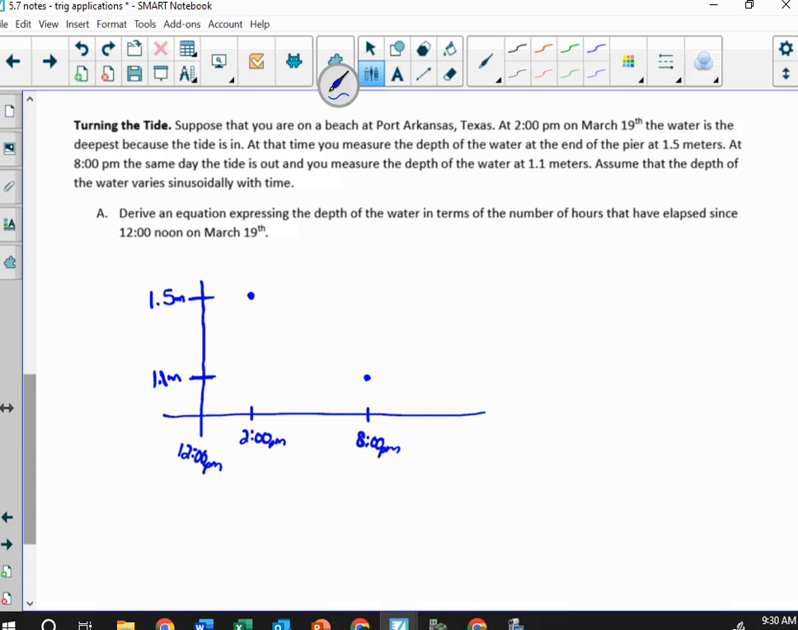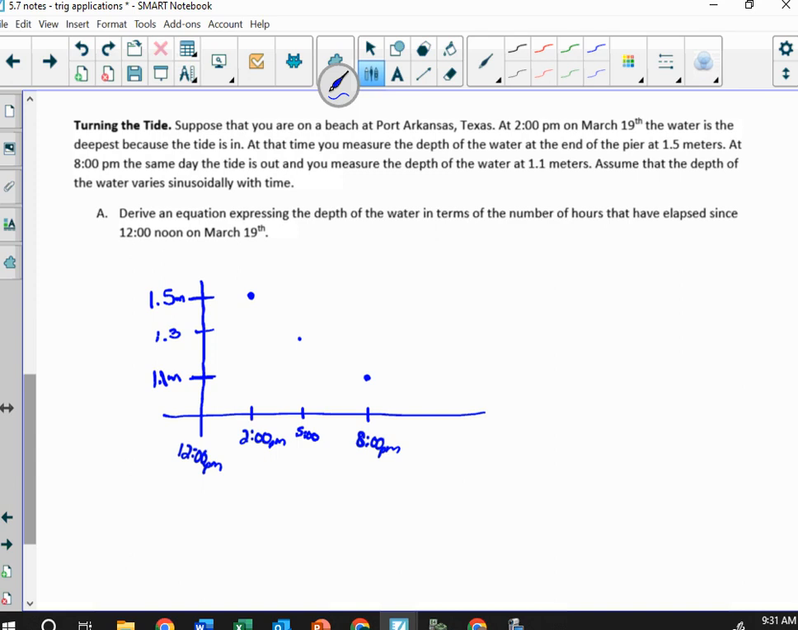So let's think about a few things. 1.5 is the max, 1.1 is the minimum. Where's that midline going to be? 1.3, okay. All right, and it hits the maximum at 2 p.m. and the minimum at 8 p.m. How many hours is it from 2 to 8 p.m.? 6. So it's going to hit the midline halfway in between. What time would that be? 5. We don't really need that, but I think it helps with the picture.